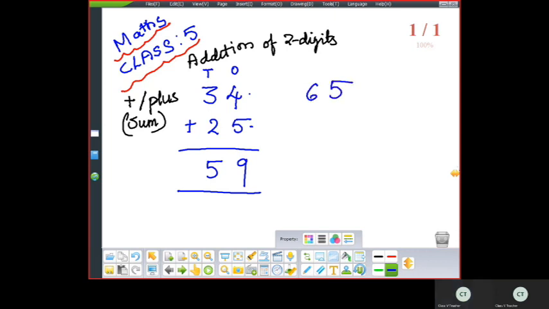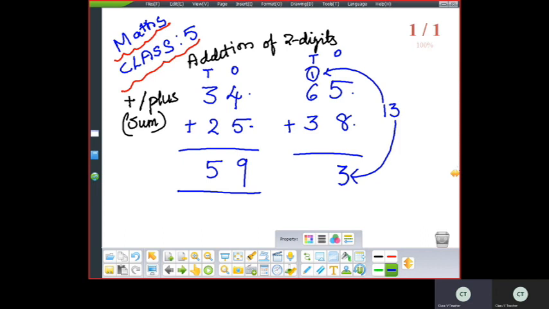So let me take one more. 65 plus 38. So ones place on the one side, tens place on the 10 side. So let us start from ones place. So 8 plus 5. How much? 13. Yes or no? So 13, 1 will be carried over to the 10 side and 3 will be on this side. Ones place number will be written on the one side and the carryover will be written on the 10 side.